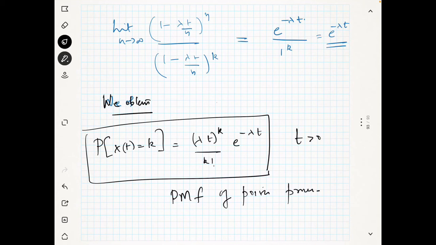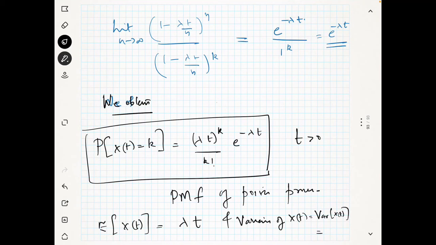Okay, and if you take the expectation, the expected value of x of t is nothing but lambda into t. And the variance, we are not going into the proof, variance of x of t, you will get again as lambda t. So the mean and variance of this process are the same. So I hope you understood this proof.